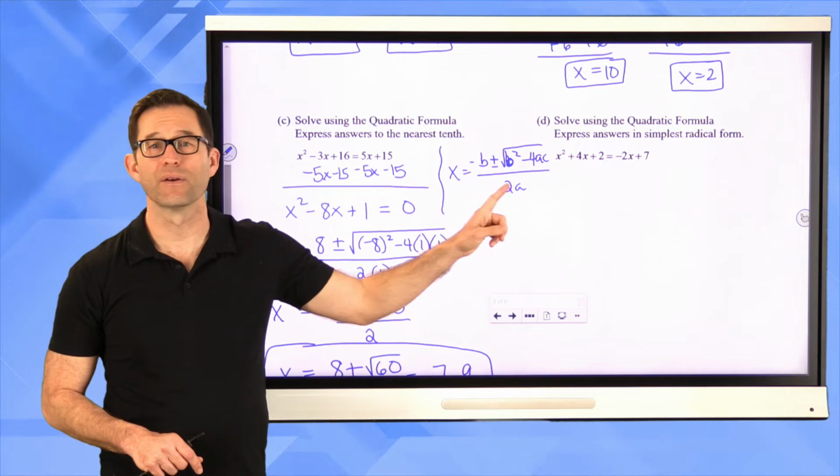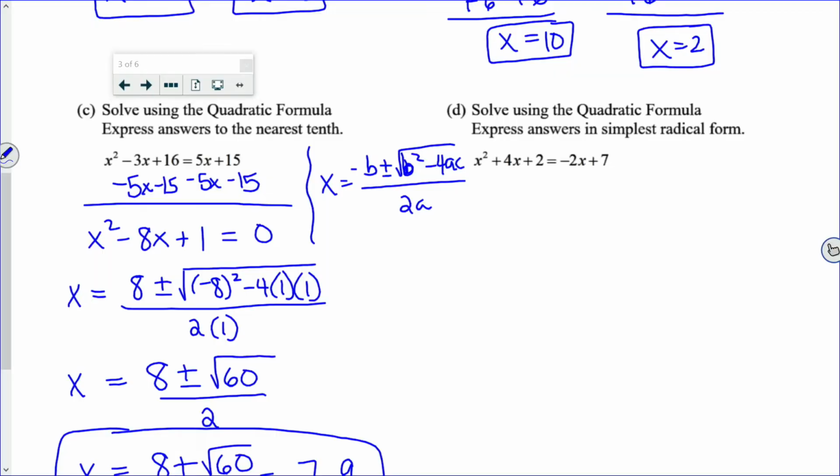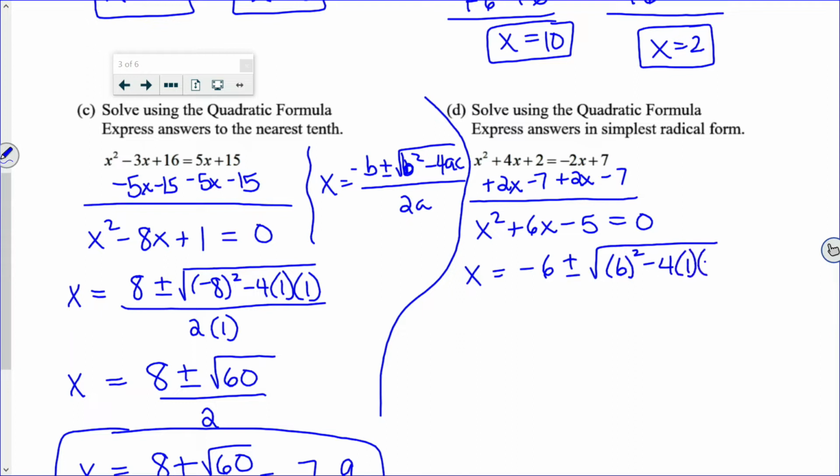That has got to be the ugliest looking quadratic formula I've ever seen there. But let's do it. So the first thing I want to do is draw a line like this to give myself some room. I'm going to add a 2x and subtract a 7, add a 2x and subtract a 7. That's going to give me x squared plus 6x minus 5 is equal to 0. All right, I can now start cranking with the quadratic formula. I've got negative b plus or minus the square root of b squared minus 4 times a times c, all divided by 2 times a.